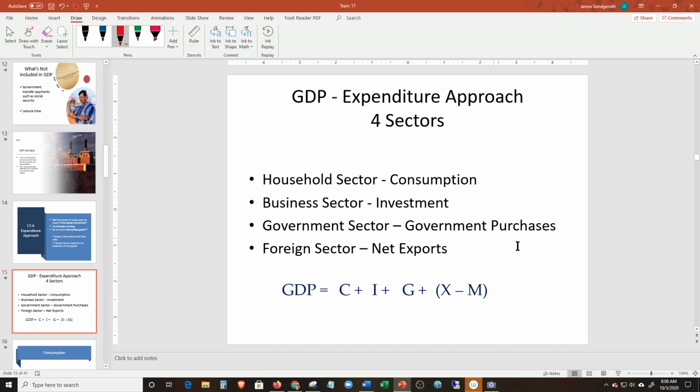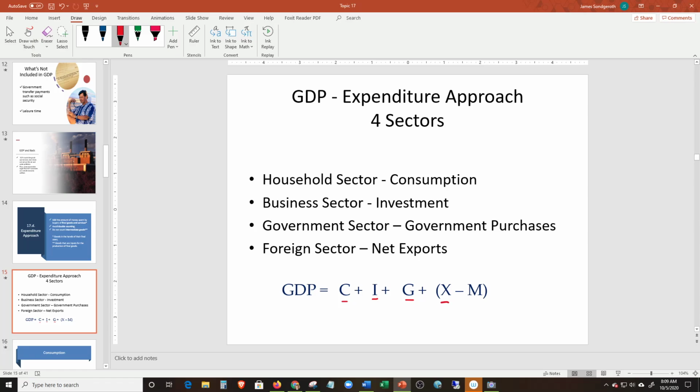So here we add together all of the sectors. We add household consumption, gross business investment in capital equipment, and we'll see also inventory change, and government expenditures for goods and services, not transfer payments. Those are excluded here.